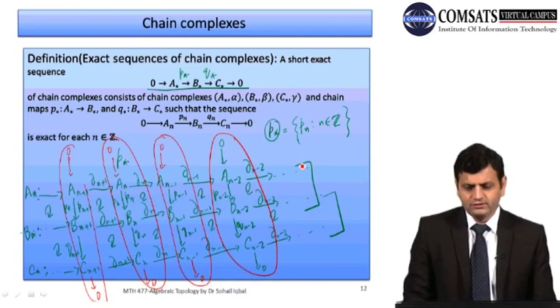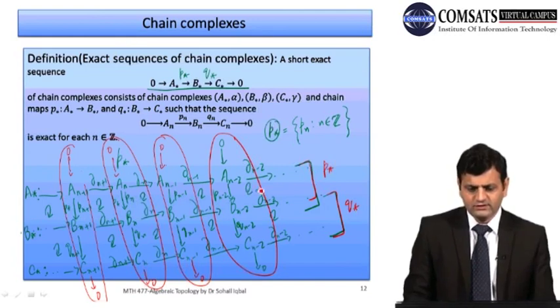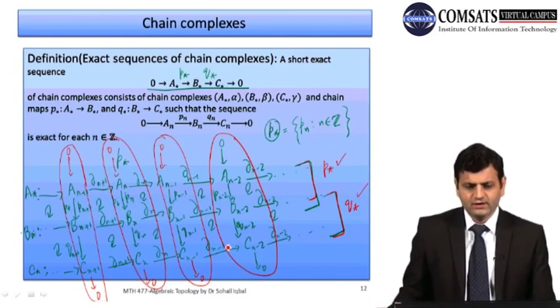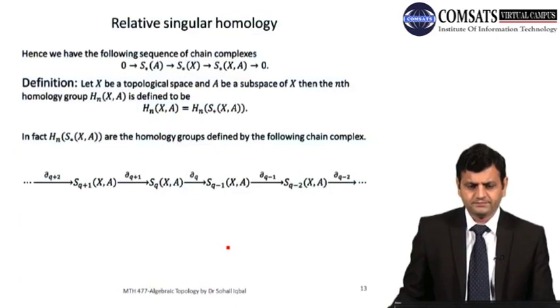So we have two chain maps, P star and Q star. P star is the map between A star and B star, Q star is the map between B star and C star, and of course the commutativity of the diagram comes from the definition of P star and Q star. And we have these short exact sequences if we look vertically at the diagram. That's what is meant by a short exact sequence of chain complexes.